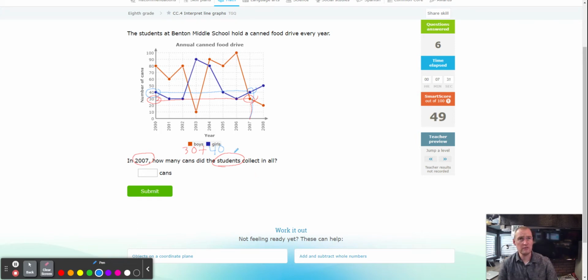So the girls raised 40 cans in 2007, and the boys raised 30. So let me see. 30 plus 40. You're probably thinking, Mr. Painter, it's 70. Yeah, it's 70. So when it says students collect in all, it means add them up. So 70 cans.